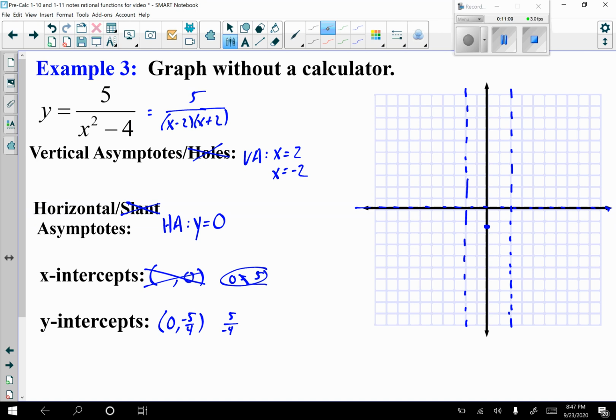Remember those checks and balances we're going to do. So I have a point to go from. As I get closer to each vertical asymptote, I have to decide, do I go up or do I go down? Remember the first check I told you to do: no x-intercepts on this one. Check how many you should have. That's all you get. We have none, so we cannot cross the x-axis.